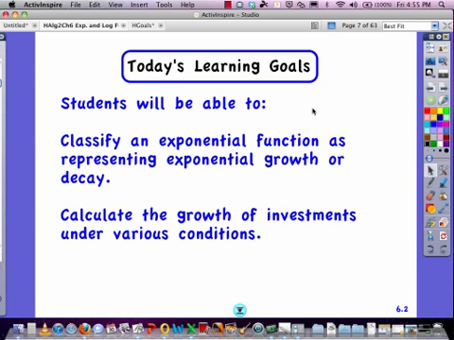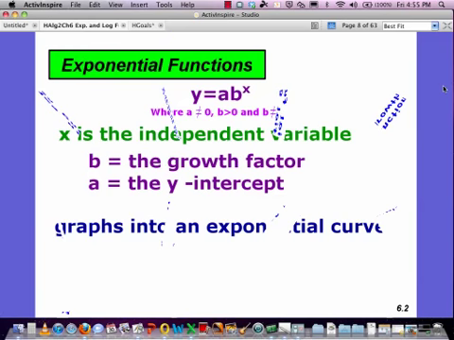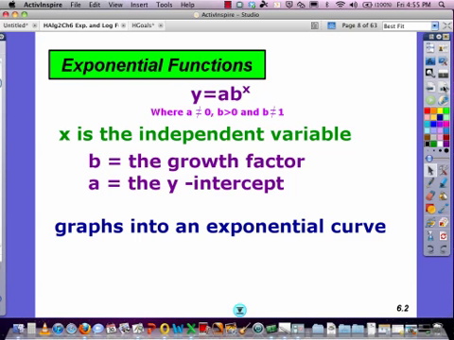Okay, today in section 2, we want to be able to classify an exponential function as representing growth or decay based on our equations we were dealing with, and then calculate the growth of the investments under various conditions. So with that, we had our growth and decay formulas, and we're going to even break that down into talking about exponential functions now. If you remember from yesterday, let's just put them up here.